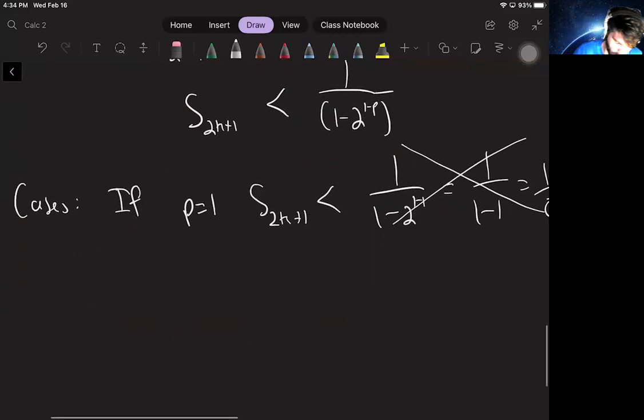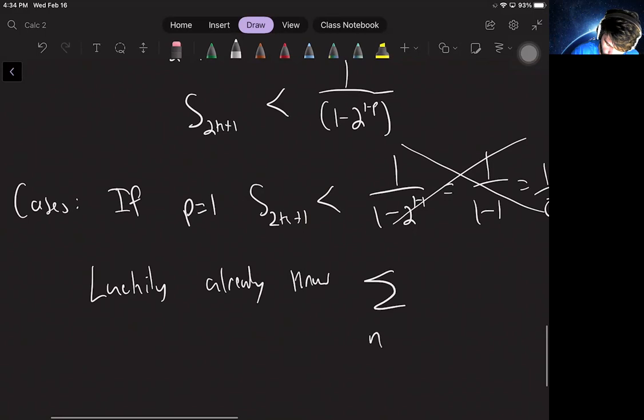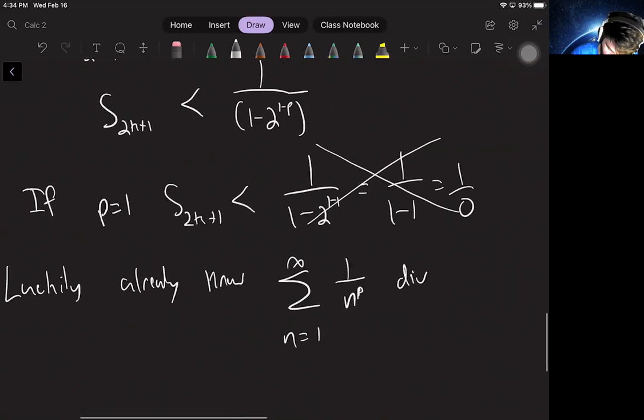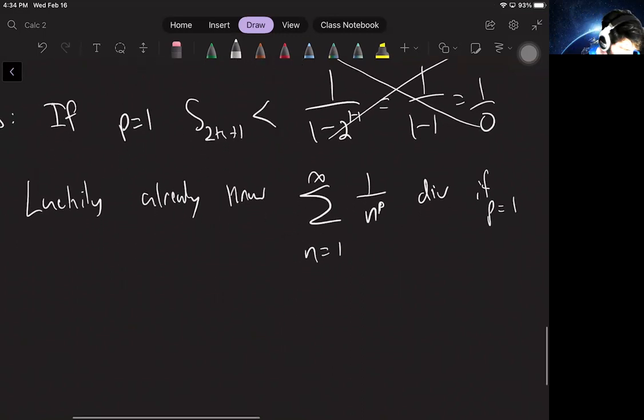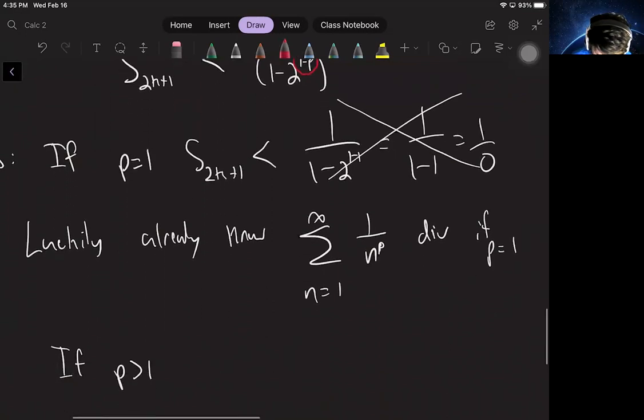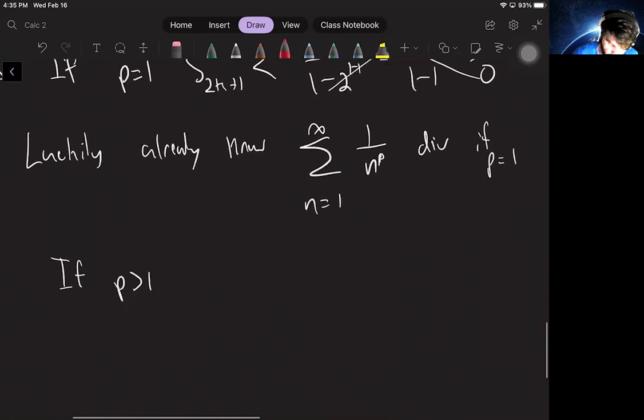But luckily, we already know the answer because we did it a different way a long time ago. We already know the answer to this if p is 1. We already know it diverges. Okay, so let's think about what happens if p gets a little bit bigger than 1. Because 1 is like the really terrible number for p. But maybe if it's a little bit bigger, it'll work out. Let's do that. So what happens if p is bigger than 1?